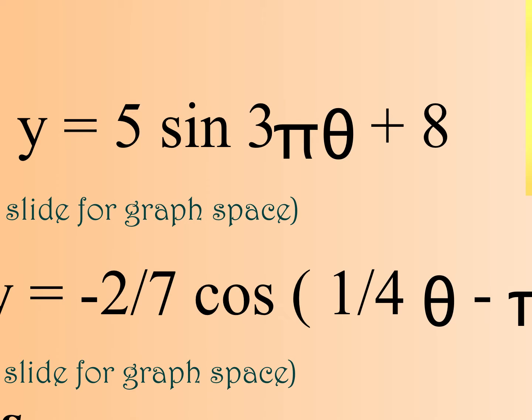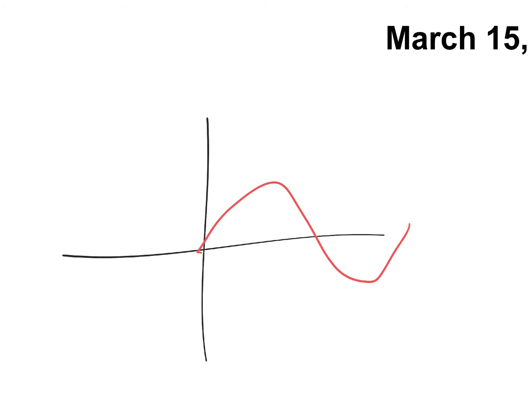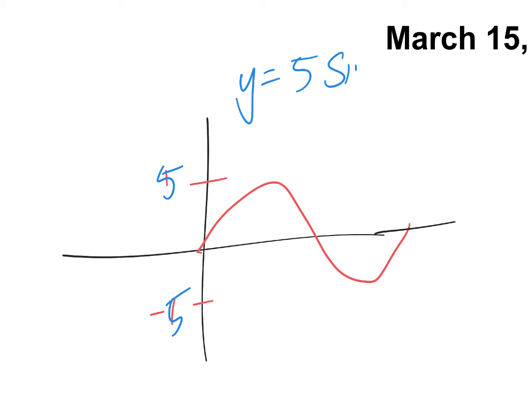Okay, so this one, I want you to start by doing this problem, but not moving it up 8. And it was 5 sine of 3 pi theta. All right, so I'm going to go up here. Here's normal sine. Here's 1. Here's -1. You change that to 5 and 5, because why? Because it's a 5 sine. And then there is a 3 pi theta.